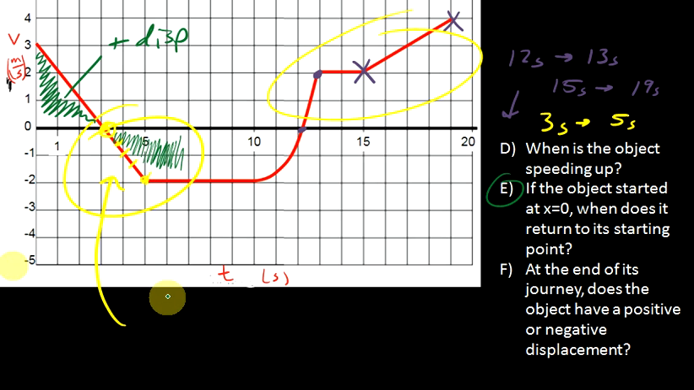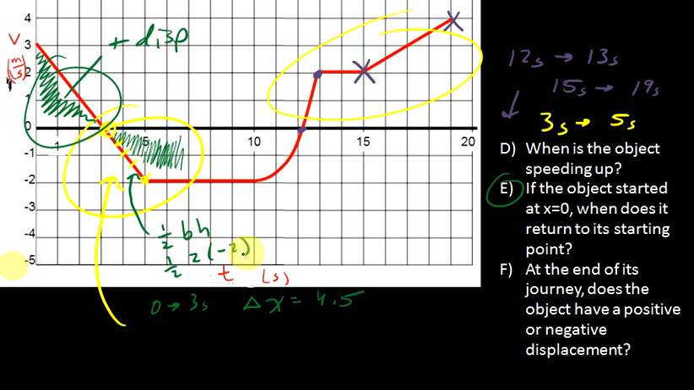We could do this a little more mathematically. We saw from before that from 0 to 3 seconds, delta x was equal to 4.5. The area under this curve here is 4.5. The area under this little triangle is going to be 1/2 base times height. That's 1/2 times 2 times negative 2. 2 times negative 2 is negative 4. Divide that by 2, that's negative 2. So this little triangle right here, all by itself, has a displacement of negative 2 meters.